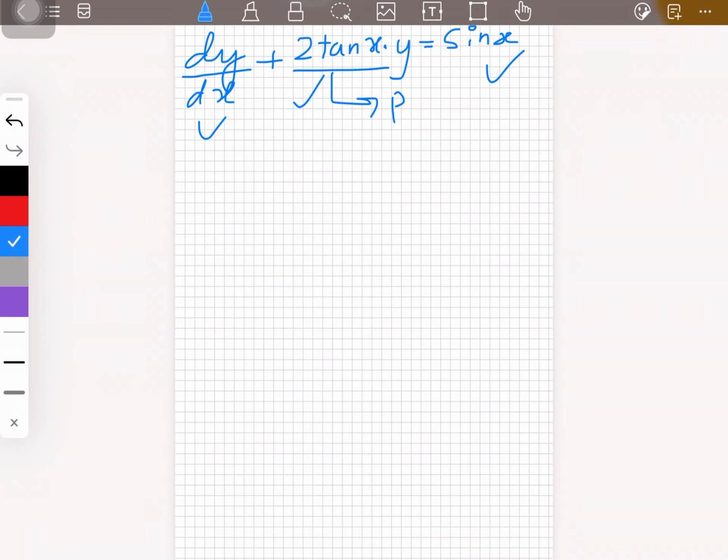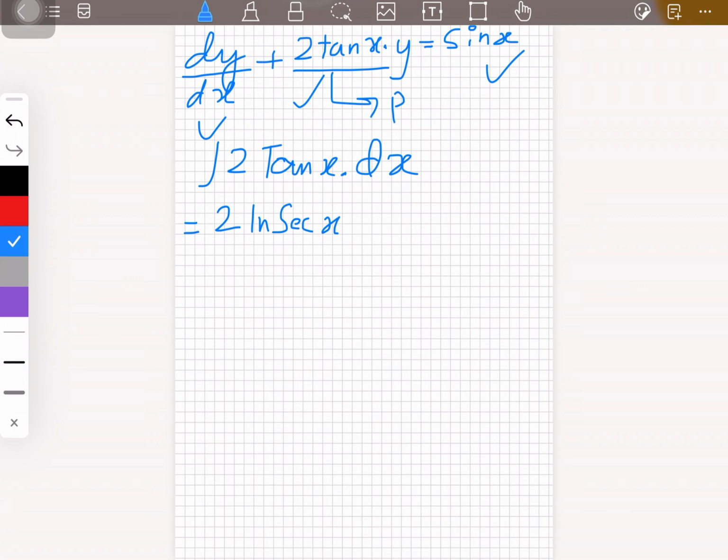So now let's find the integration of P. So that would be the integral of 2 tan x dx. So 2 is a constant, so it goes outside. The integration of tan x is of course log sec x. If you don't know how this came, then please look into one of my previous videos. I've solved it as well.